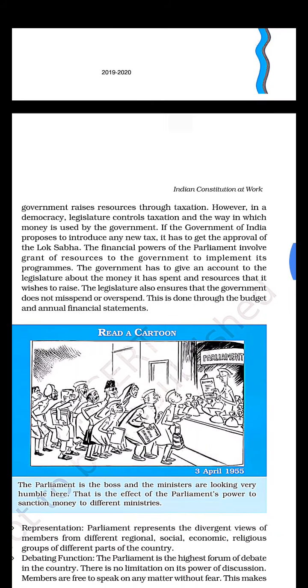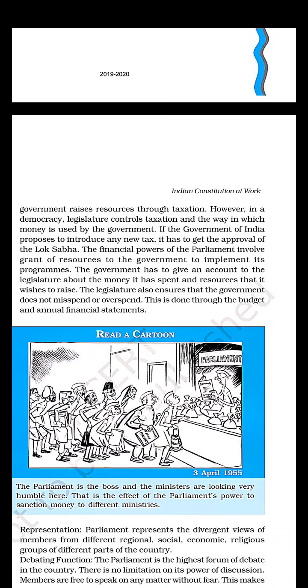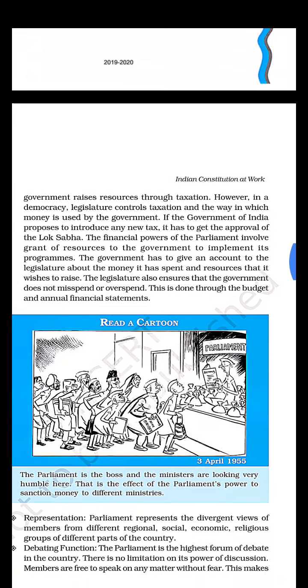This is done through the budget and annual financial statement, and the budget can be presented in Lok Sabha only, not in Rajya Sabha. Money bill can be presented in Lok Sabha only. Ordinary bill can be presented in both houses, but money bill can be presented in Lok Sabha only by the finance minister with the permission of the president. Okay.